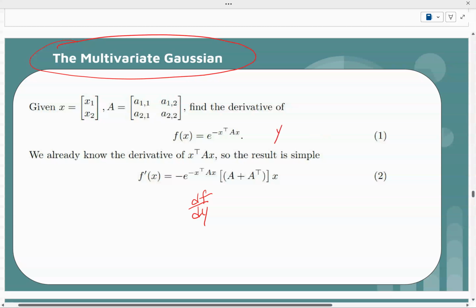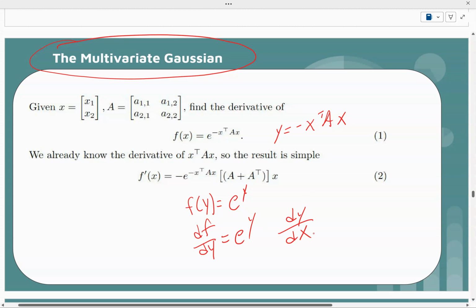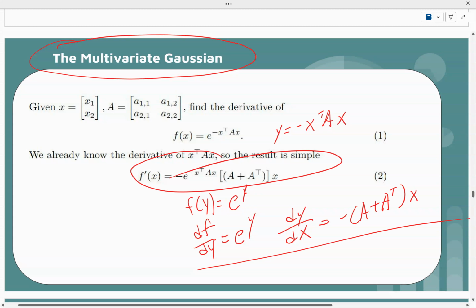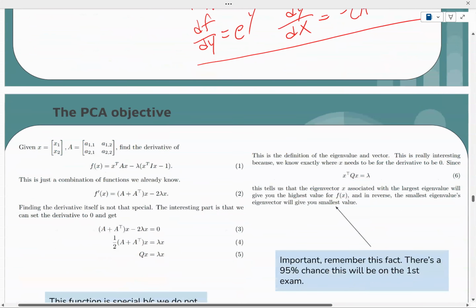If you know the derivative of this, then we can simply say df dy. We let y equal minus x transpose Ax. So therefore, f of y is equal to e to the y, and df dy is equal to e to the y. And then dy dx is therefore equal to the derivative of this, which is minus A plus A transpose x. Now you simply multiply them together, which is the result. The multivariate Gaussian, that's how you calculate it.